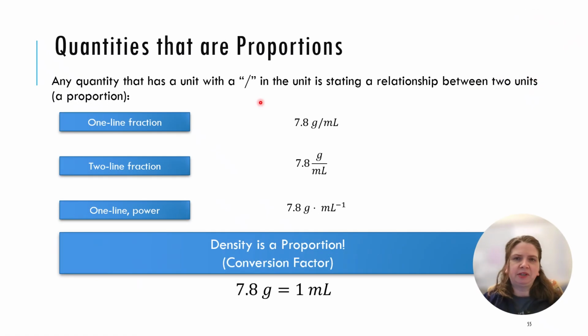Sometimes units of a number contain a per or division symbol. These compound units represent relationships between two units and act as conversion factors. Density is a common example.